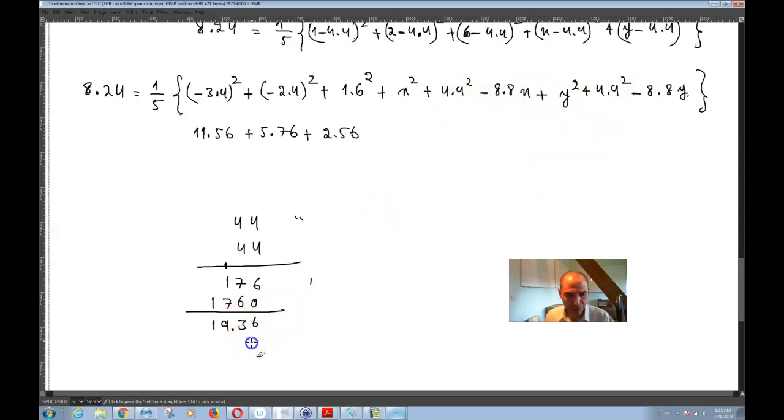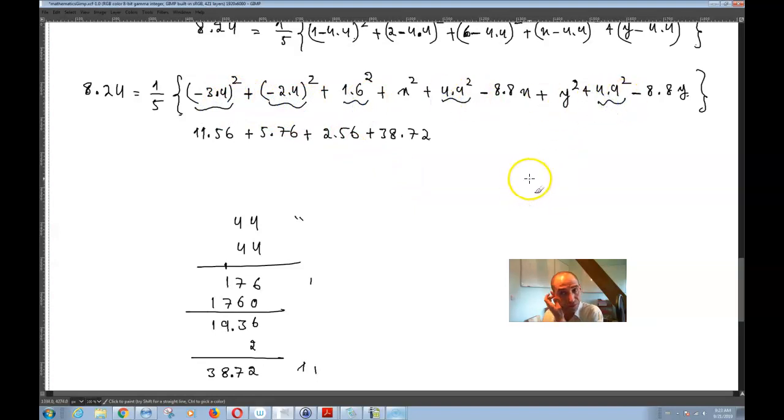Now 19.36, you have 2 of these. So 19.36 times 2: 2 times 6 is equal to 12, carry 1. 2 times 3 is equal to 6, plus 1 is 7. 2 times 9 is equal to 18, carry 1. 2 times 1 is equal to 2, plus 1 is equal to 3. 2 decimal places, 38.72. So now this is taken care of, this is taken care of, and this is taken care of.